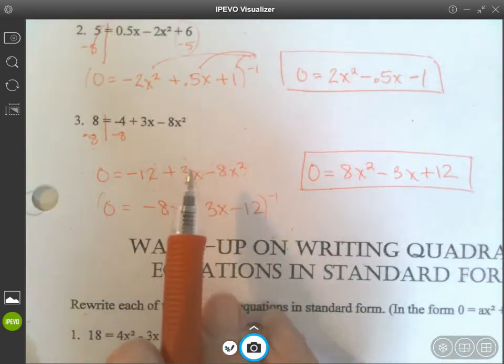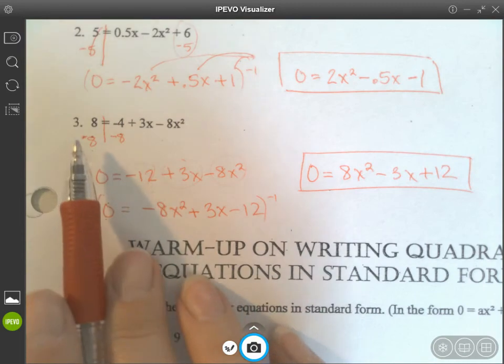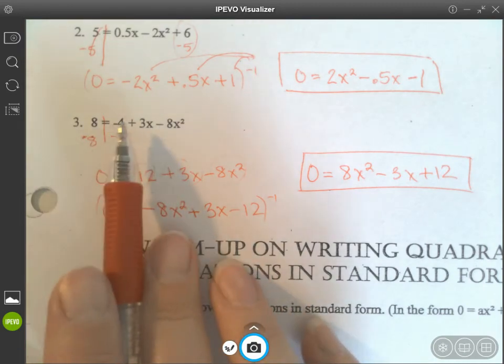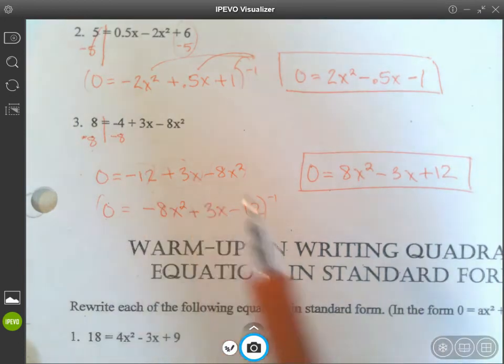Now, if you don't want to do it that way, you could have just moved everything to the left. That would have been a positive 8x squared, a negative 3x, and you would have added 4, and we would get the same result. That's what I would do. I would just do some mental math on that.